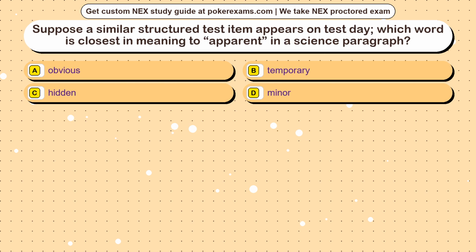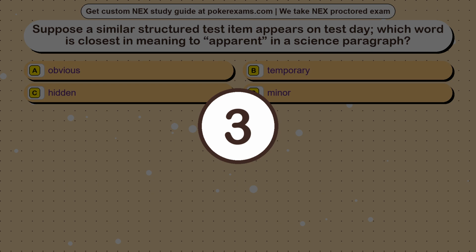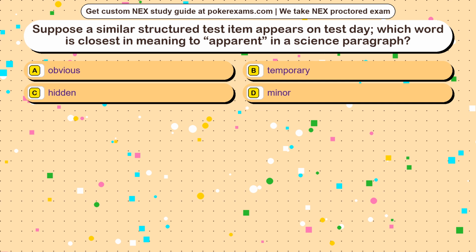Question 7. Suppose a similar structured test item appears on test day. Which word is closest in meaning to apparent in a science paragraph? Option A, obvious. Option B, temporary. Option C, hidden. Option D, minor. The correct answer is option.